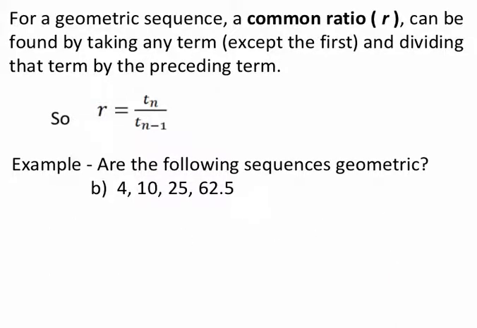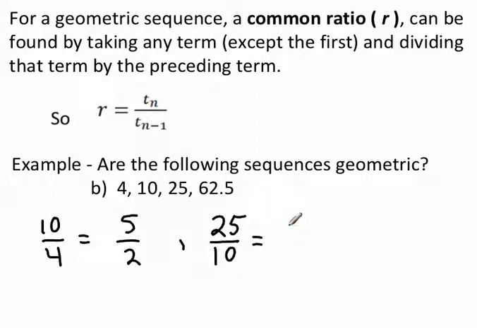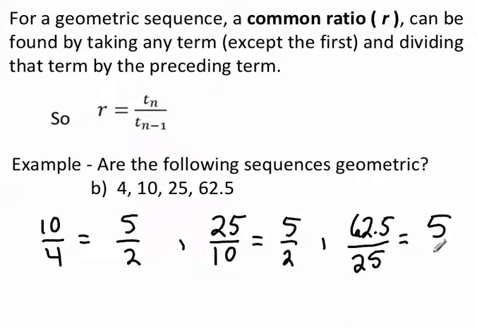What about this one? 4, 10, 25, 62.5. Well, let's test it out. 10 divided by 4 would be 5 over 2. And there's our first test. So let's try t3, 25, divided by 10. Both of those can divide by 5. We get 5 over 2. All right, looks good so far. So let's try 62.5 divided by 25. With just a little bit of calculation here, we'll see that this reduces down to 5 over 2. And because we get 5 over 2 each time, or 2.5, this indeed is a geometric sequence.